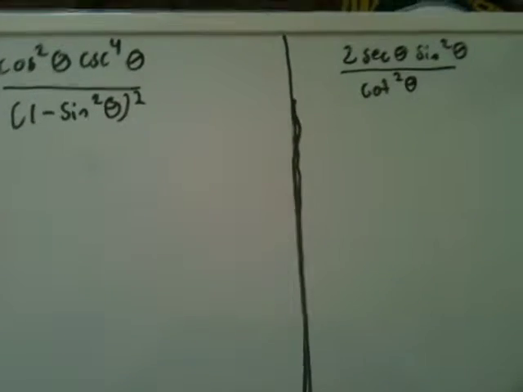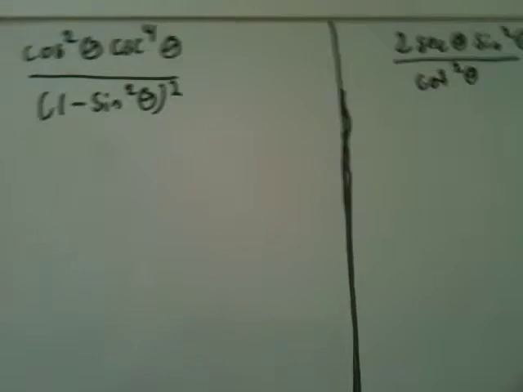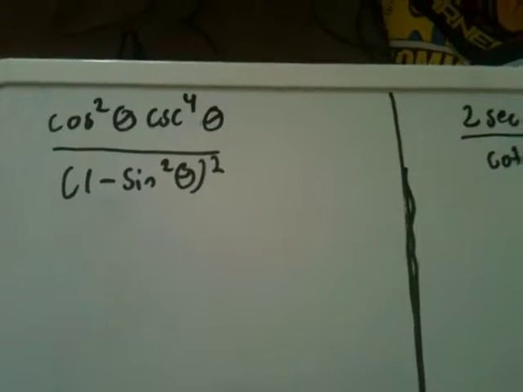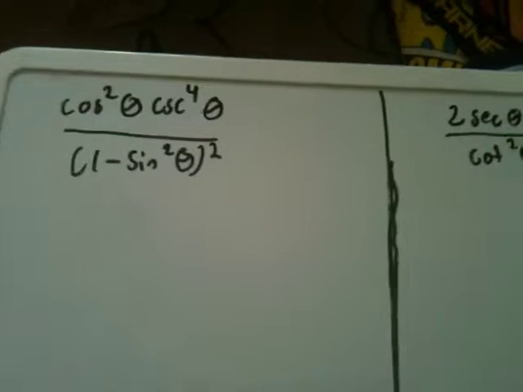Alright, in the last video, we worked with some, I call them identity puzzles, where you had to take an expression and simplify it down using the trigonometric identities as much as possible.